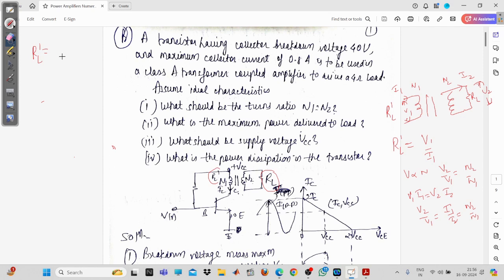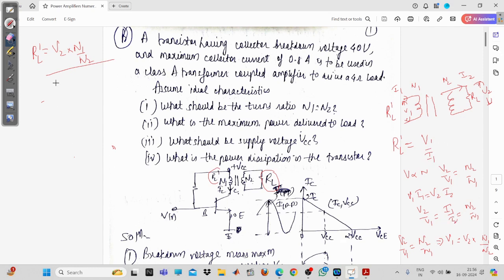So how are you going to write V1? V2 upon V1 will be equal to N2 upon N1. So if you want to write V1, that will be V2 into N1 on the top, so that is N1 upon N2. So now we will write V2 into N1 upon N2. Similarly, how are you going to write I1? I1 will be written as I2 into N2 by N1.